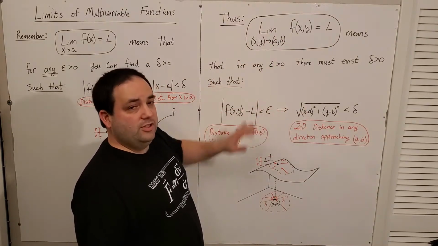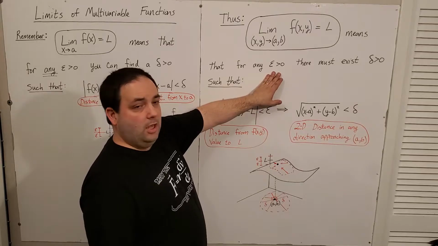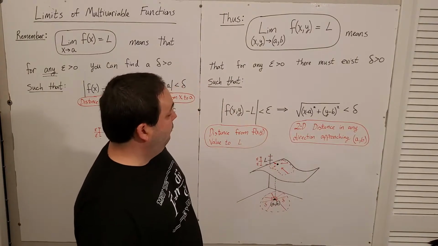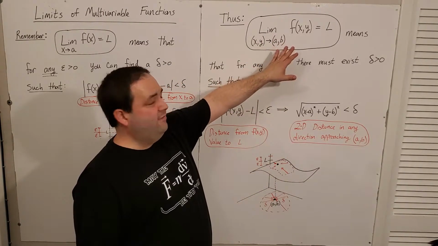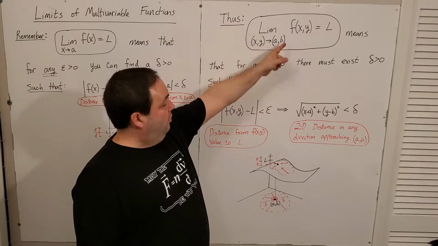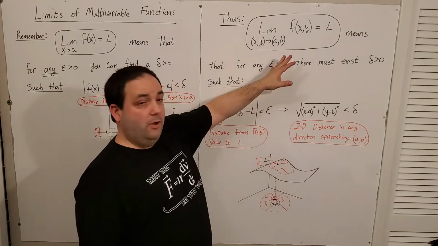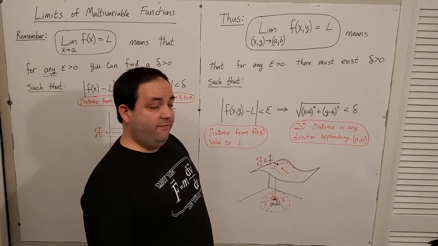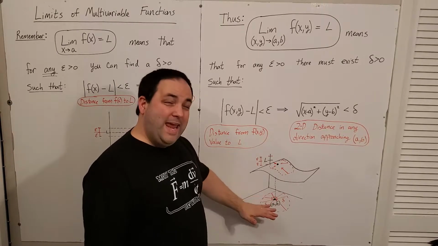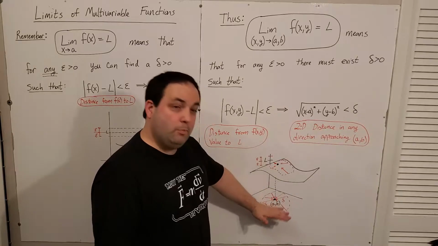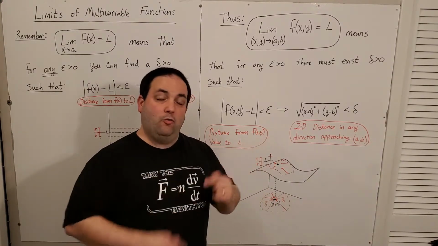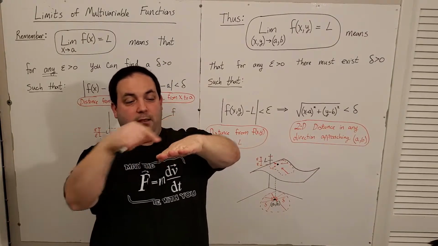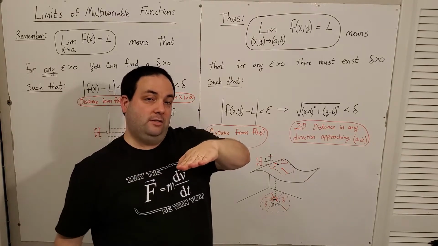You'll notice a lot of the language is the same. I still have to have any epsilon on the output. There must exist a delta somewhere in the input. But remember what the domain of a multivariable function is, right? Specifically on a 3D function, in other words, a 2 input variable, 1 output variable function, a function of 2 variables. The domain is a section of the xy plane. So there's not just a left and a right anymore. You have a point on the plane, and you can come at that point from all different directions.